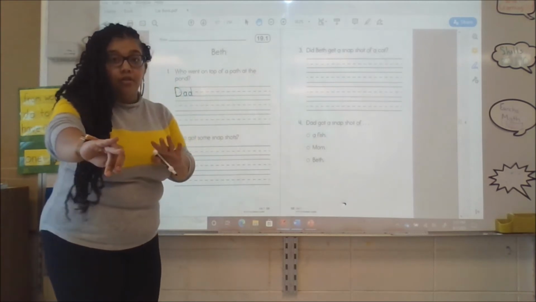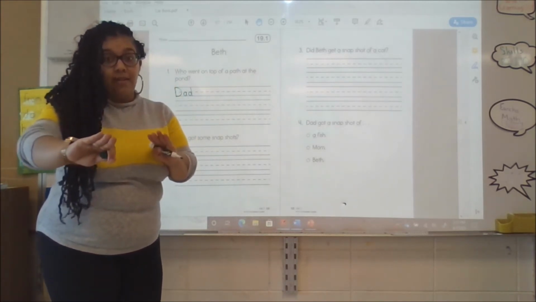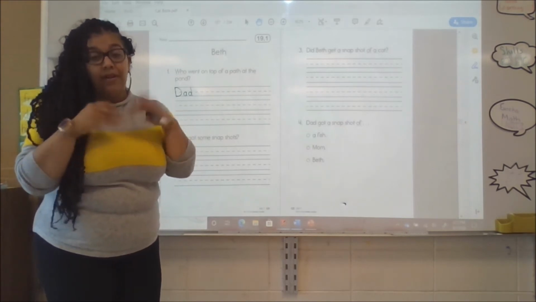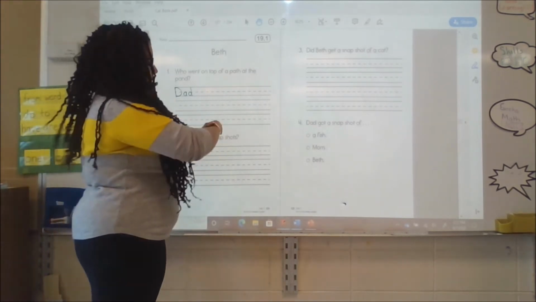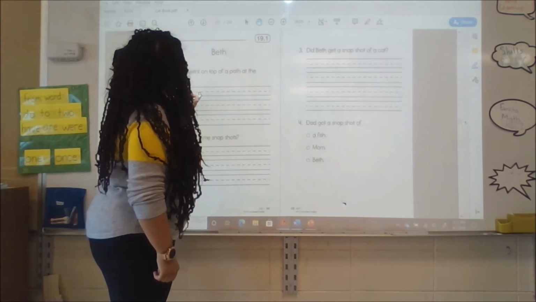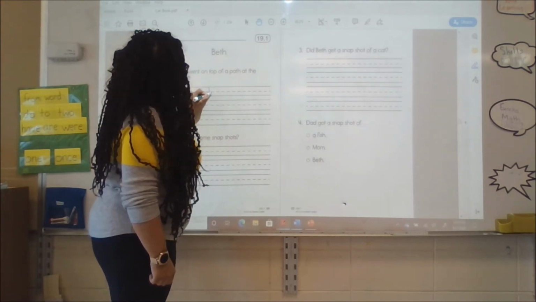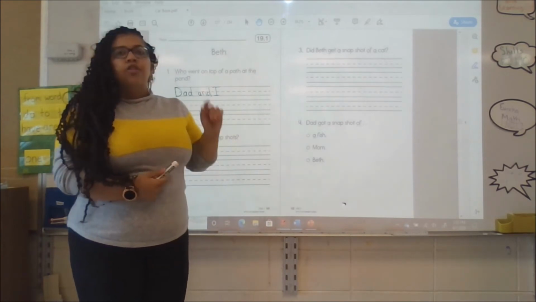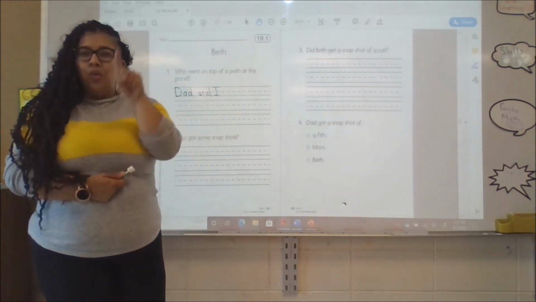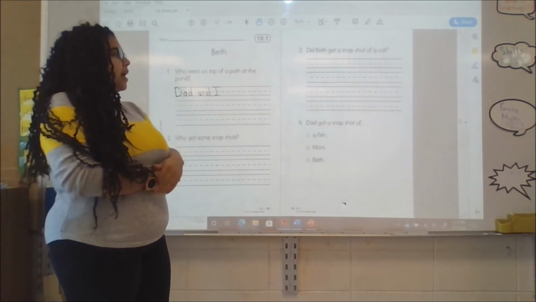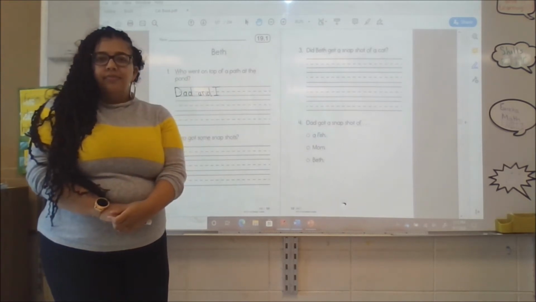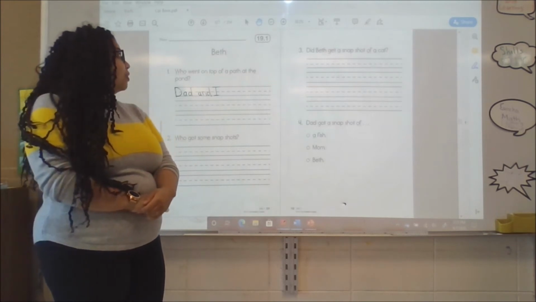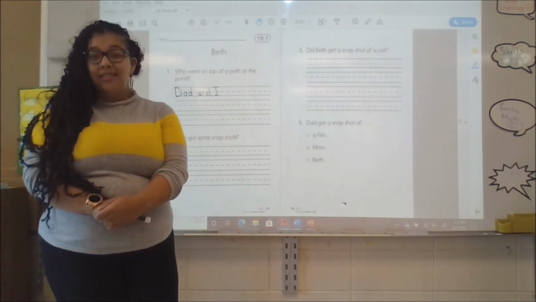Hold on. Don't start writing yet. I'm thinking this through real quick. Don't start writing this yet, or else you're gonna have to erase, because I'm gonna have to erase. Just wait a second. This book says Dad and I. There's only one problem with that. Did you and your dad go on the top of the path at the pond? No. Did me and my dad go on the top of the path to the top of the path at the pond?